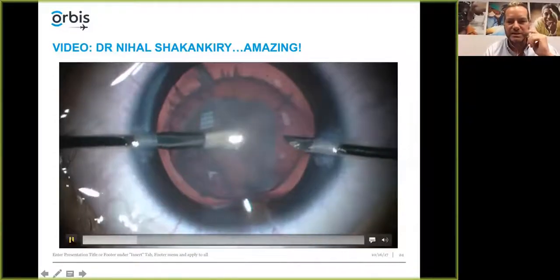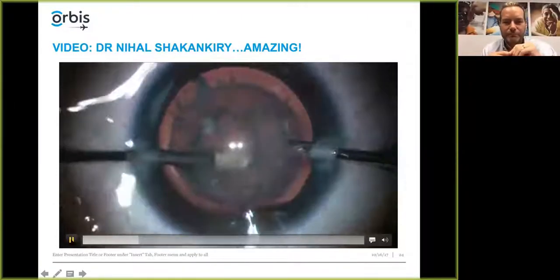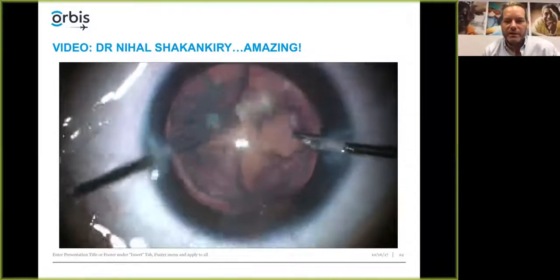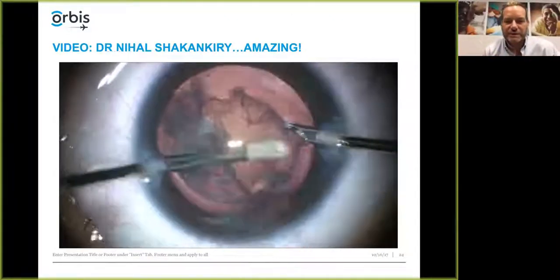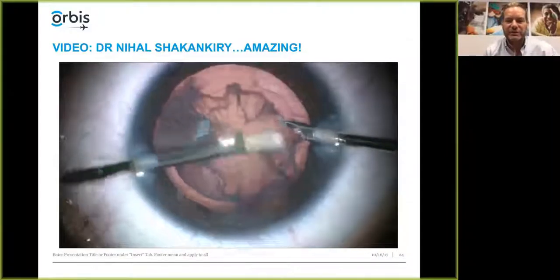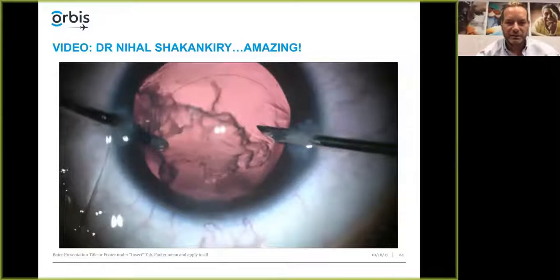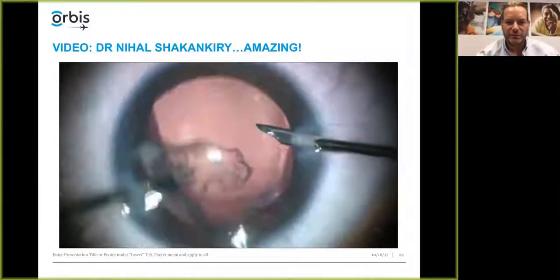So let's play this out. And because it's rough like that, it really picks up the lens cortex and strips it out. The lens cortex can be so sticky in children that this really removes it quite nicely.